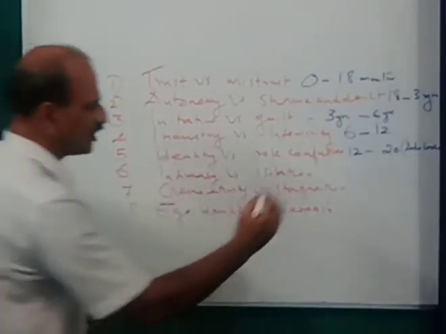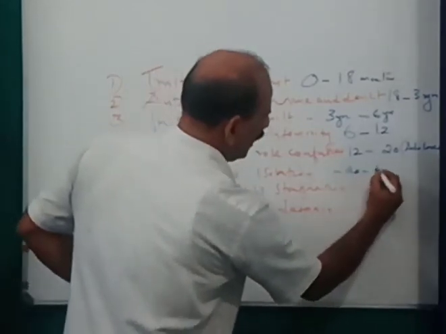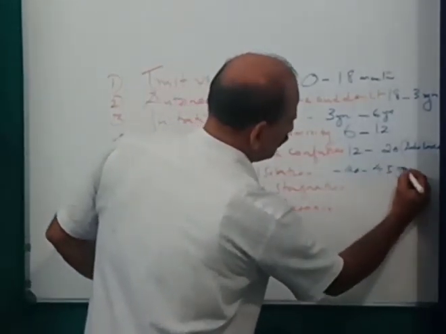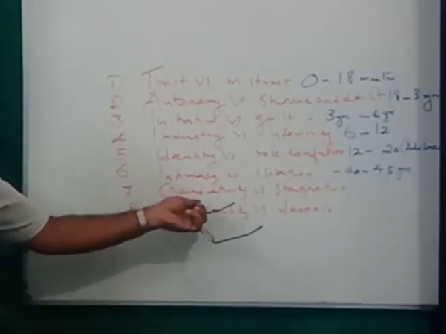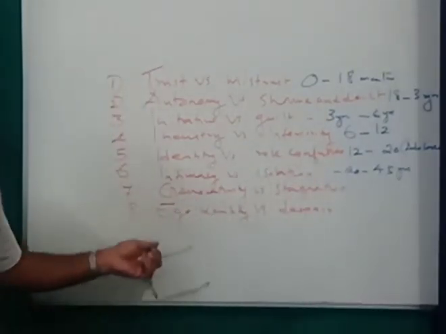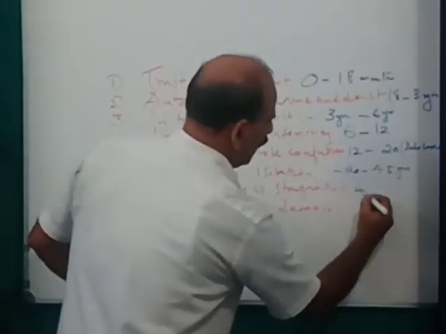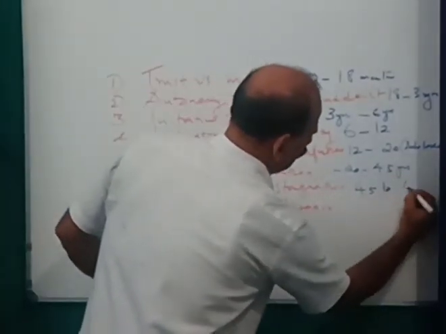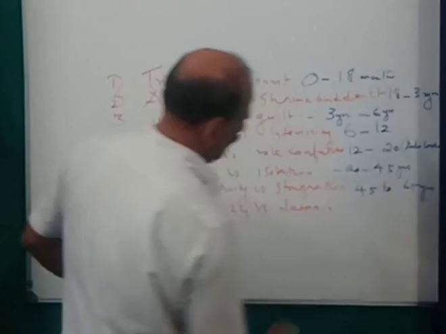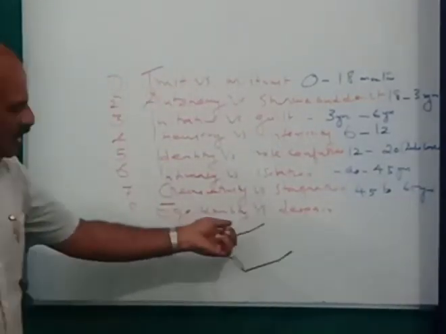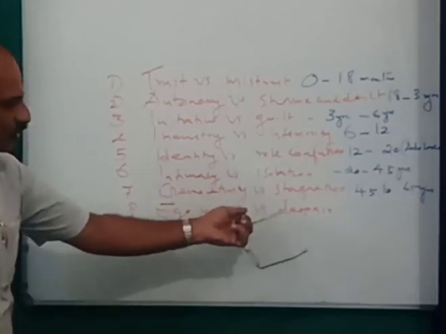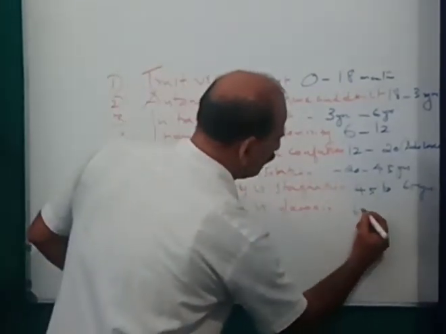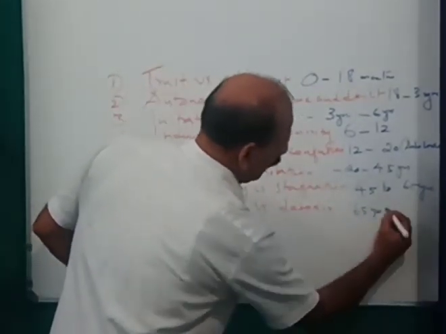Then intimacy versus isolation, starting from 20 years and continuing up to 45 years. Then generativity versus stagnation, 45 to 65 years. And the last one, ego identity versus despair, the last stage of psychosocial development, starting from 65 years up to death.